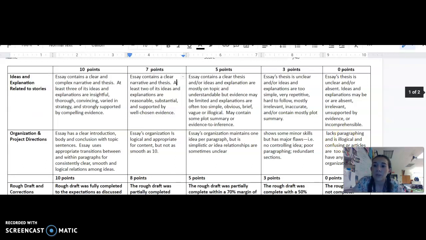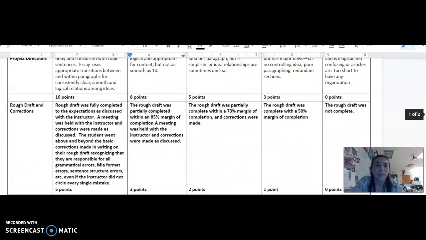If we scroll down, this bolded section is still worth 10 points, just like the first 2 sections. However, this has to do with the fact that your rough draft is due on Wednesday, May 5th at midnight, well, 11:59 p.m.